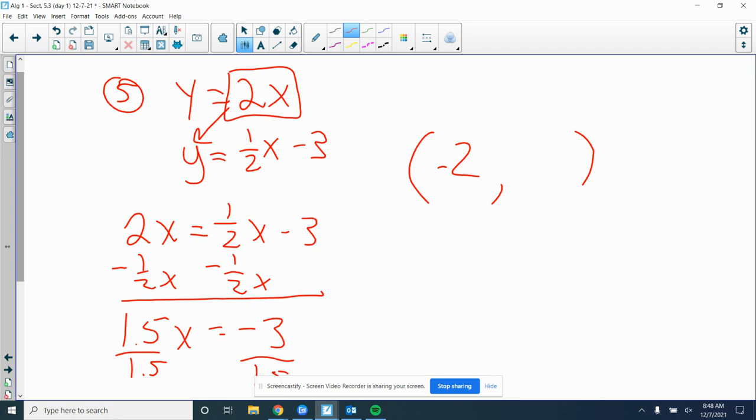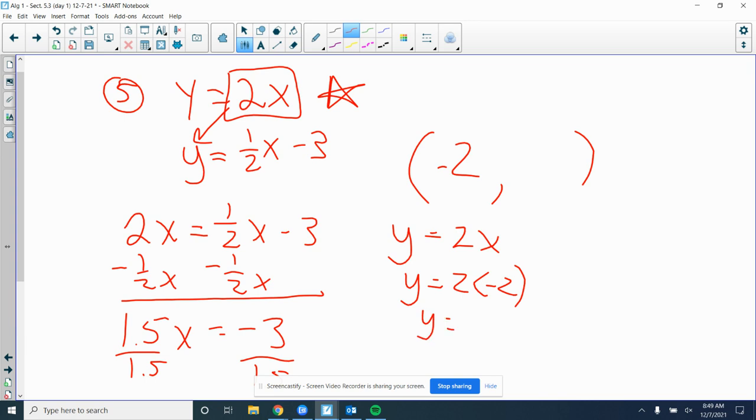Don't you take the y equals 2x and just plug the -2 in? I would. I would definitely use that. So y equals 2x. What's x? It's -2. So y equals 2 times -2, which is what? What do we got, Jenna? -4. And there's my solution, -2, -4.